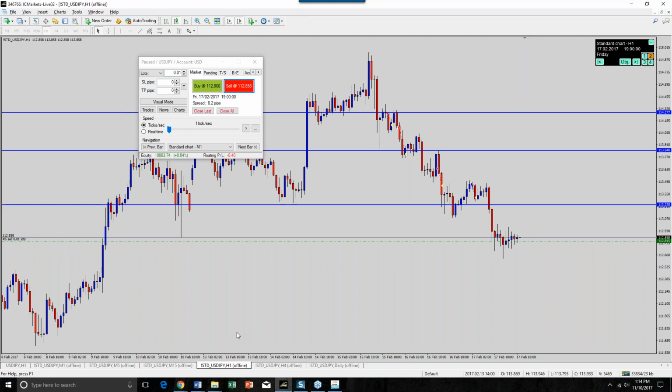Oh, yes, it's gross. Okay, so here's where, now when I look at this chart, I really don't like what's happening. A lot of consolidation.